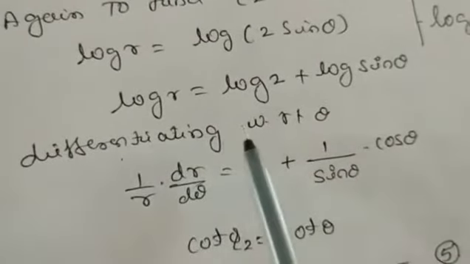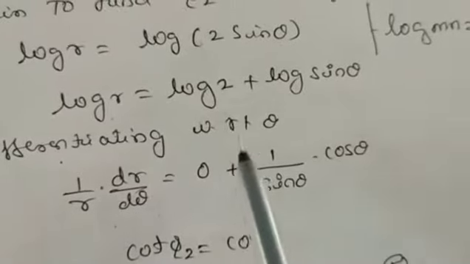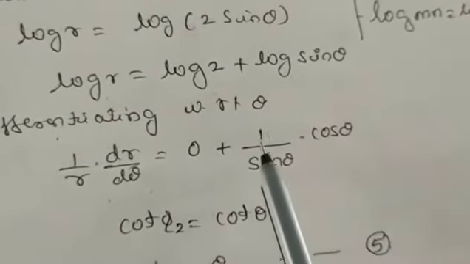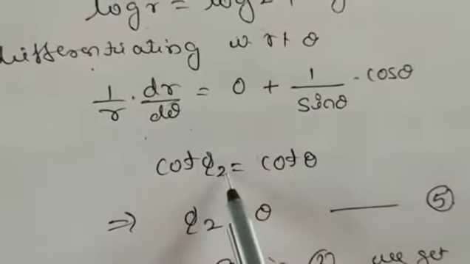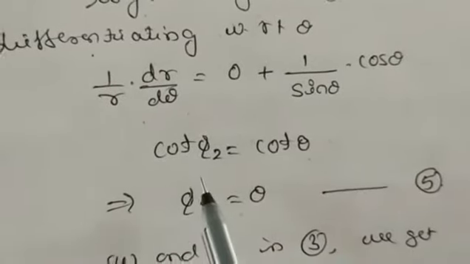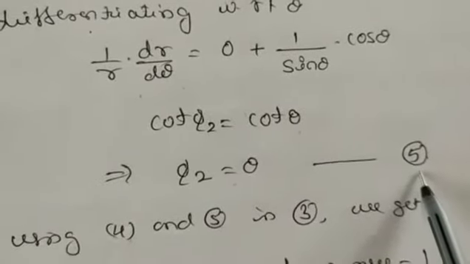Now differentiating with respect to theta, we get 1 by r dr by d theta equals 0 plus the derivative of log sin theta, which is 1 by sin theta into cos theta. This implies cot phi 2 equals cos theta by sin theta, which is cot theta, we know. And this implies phi 2 equals theta. Take this as equation number 5.